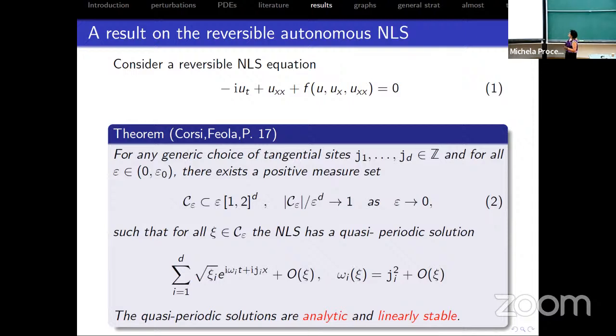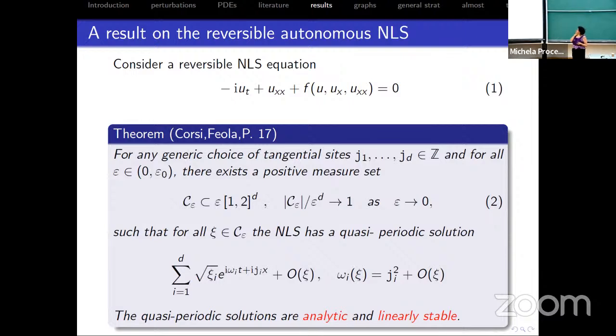It should be in some small ball in the parameter space. Remember, these are D parameters. And what is nice is that not only is it a positive measure set, but the relative measure tends to 1 as epsilon tends to 0. And then the solutions that I find are both analytic and linearly stable. So this is the kind of result that I'm going to look at.